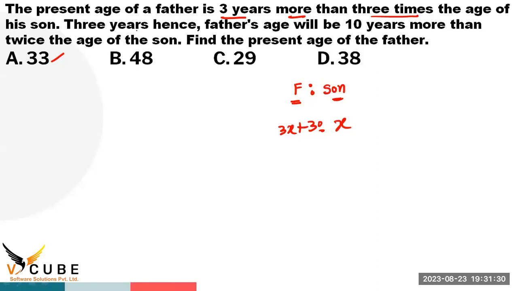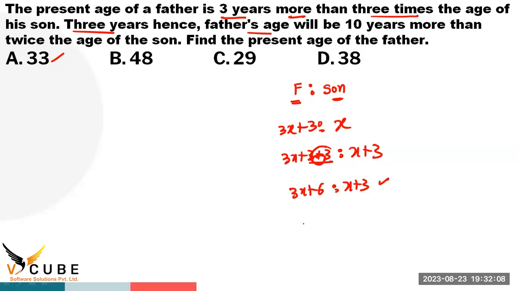Okay, next. 3 years hence. Hence means plus, addition. Right? So 3+3, 6. And the total comes like that: 3x+6. Clear all of you up to now? Yes, sir. Okay, right.